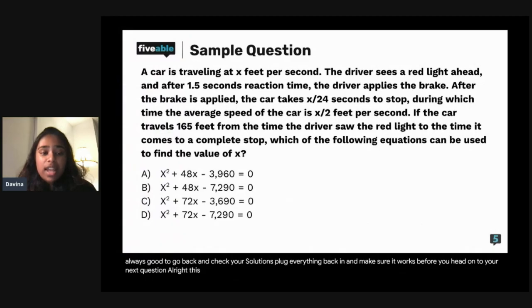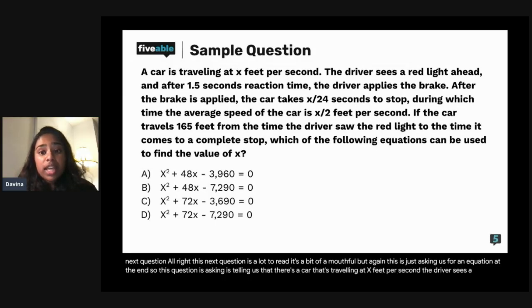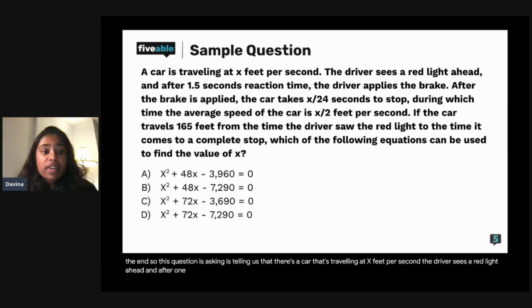All right, this next question is a lot to read. It's a bit of a mouthful, but again, this is just asking us for an equation at the end. So this question is telling us that there's a car that's traveling at x feet per second. The driver sees a red light ahead, and after 1.5 seconds of reaction time, they begin to apply the brake. After the brake is applied, the car takes x over 24 seconds to stop, during which time the average speed of the car is x over 2 feet per second.